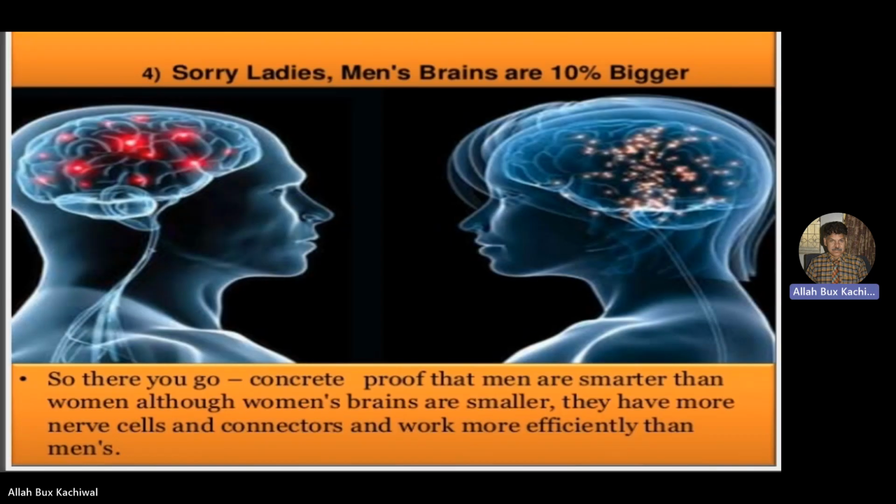So, sorry, ladies, men's brains are 10% bigger. So there you go. Concrete proof that men are smarter than women. Although women's brains are smaller, they have more nerve cells and connectors and work more efficiently than men's.